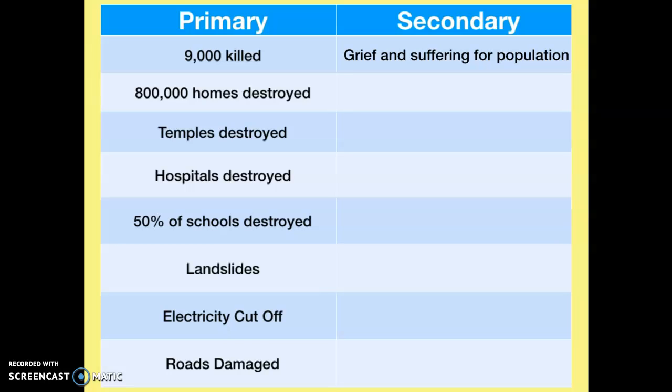The next primary effect was that 800,000 homes were destroyed, and that means that 3 million people ended up living in tents, and there was a huge cost to rebuild all of those homes. Again, you can see immediately as the earth was shaking, 800,000 homes are destroyed. The knock-on effect of that is people are then homeless.